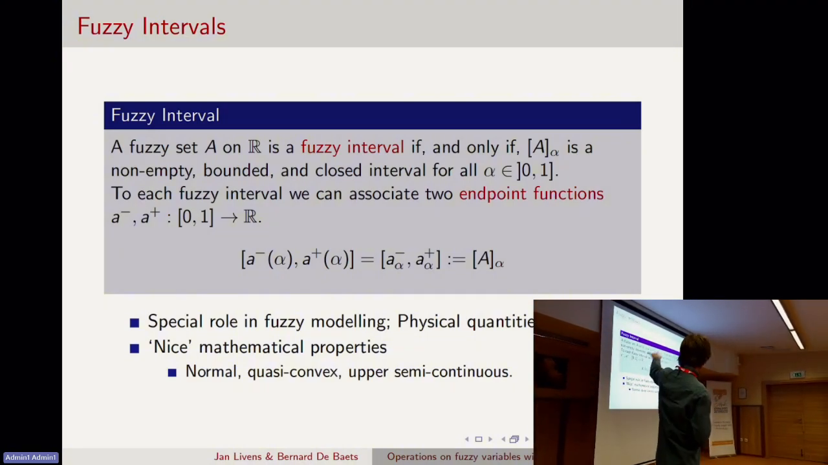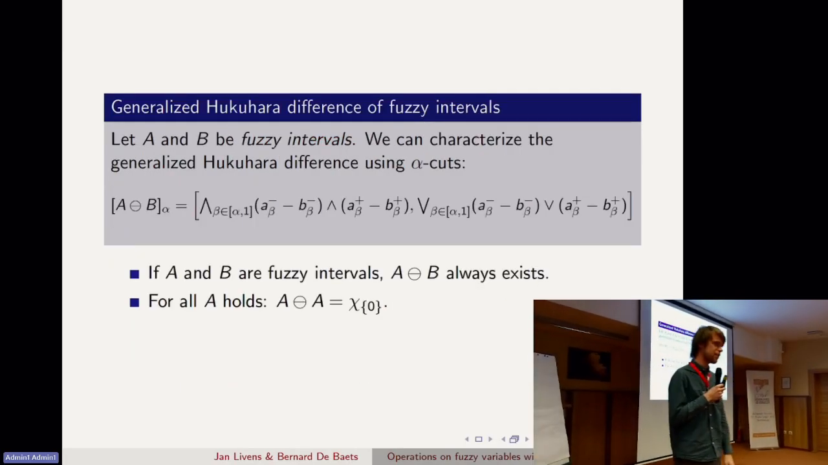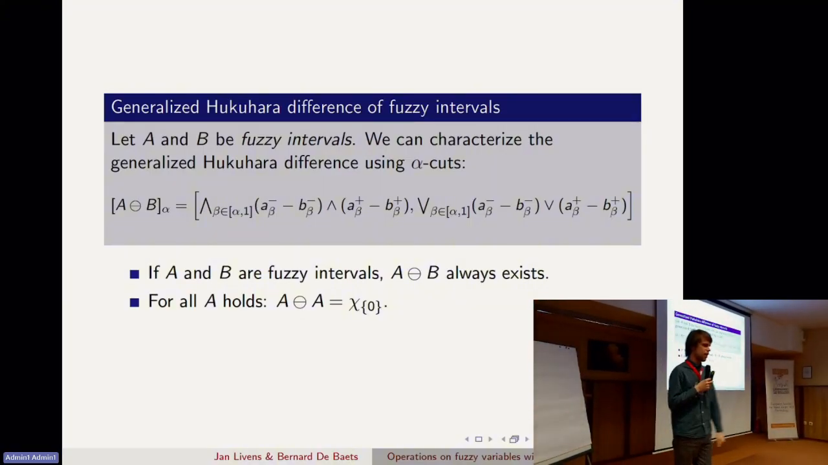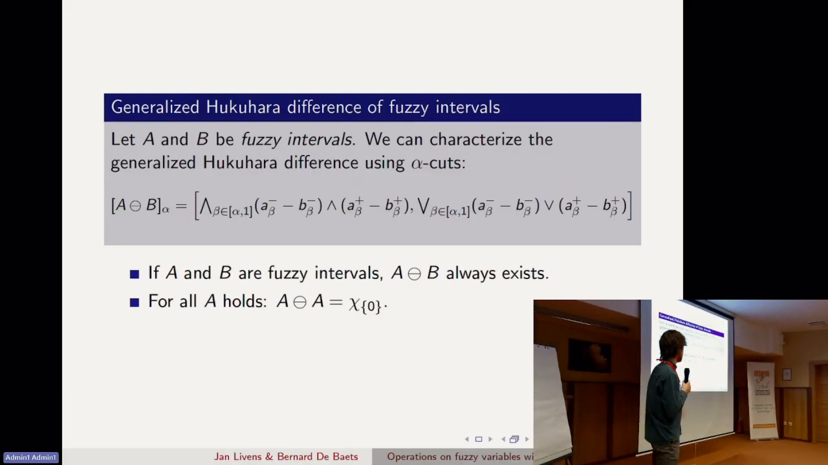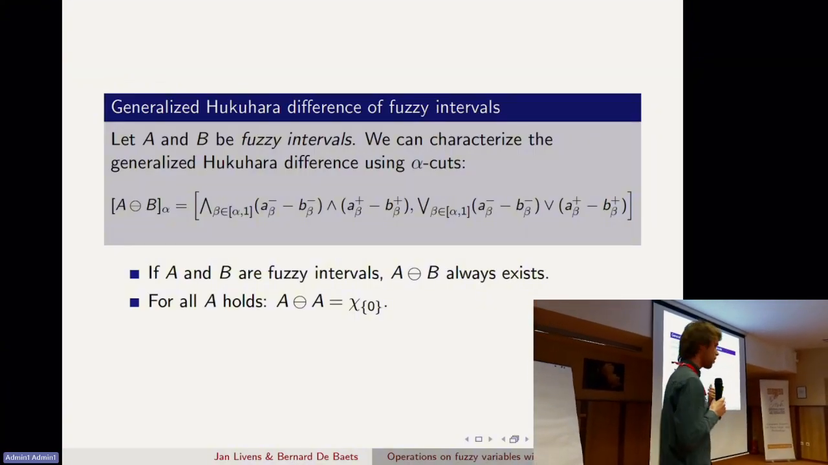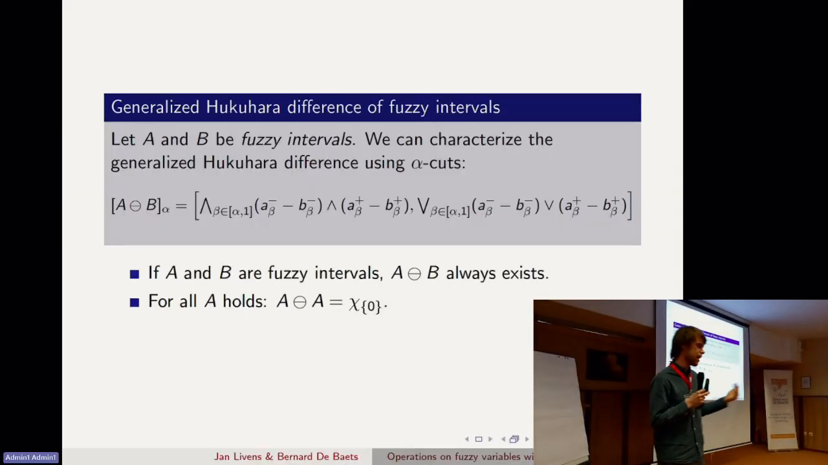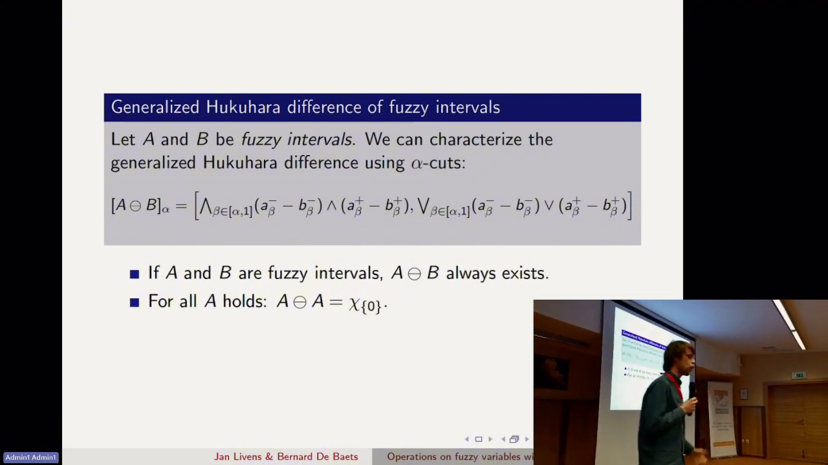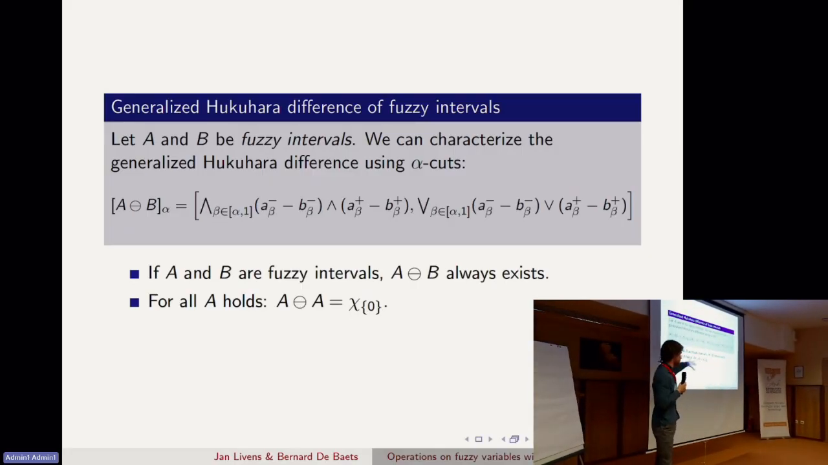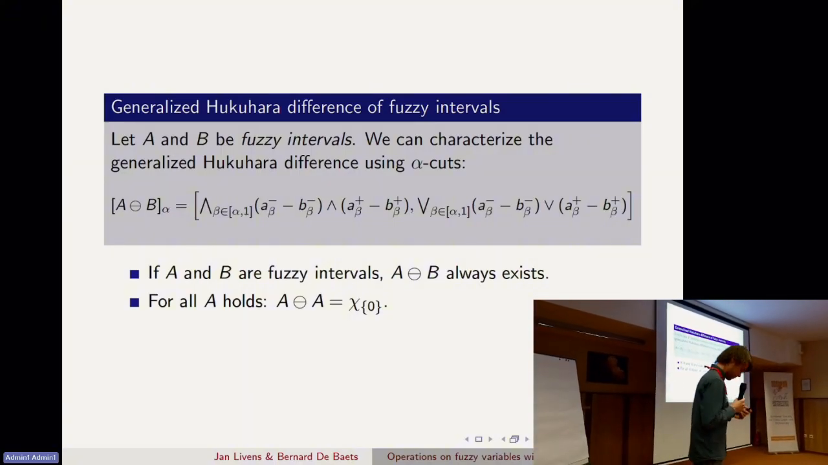Now, for fuzzy intervals, we can get a second characterization of this generalized Hukuhara difference. We can express the generalized Hukuhara difference in terms of the alpha sets by using these endpoint functions. So that's given by that formula. In particular, because we now have an explicit formula that only works for fuzzy intervals, that means that if A and B are fuzzy intervals, the generalized Hukuhara difference of them always exists. And of course, we still have our desired property, namely the difference of A and A will be 0.